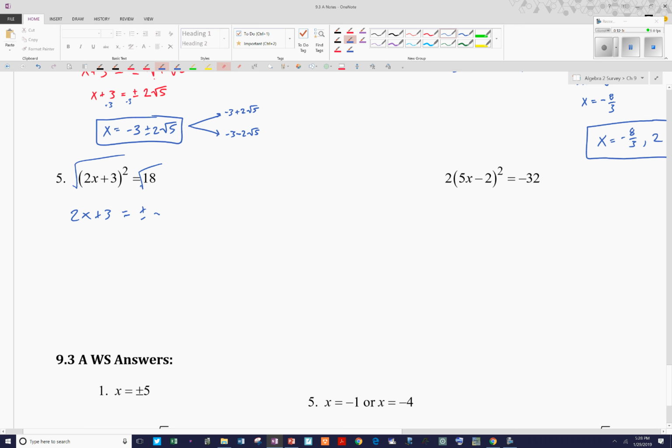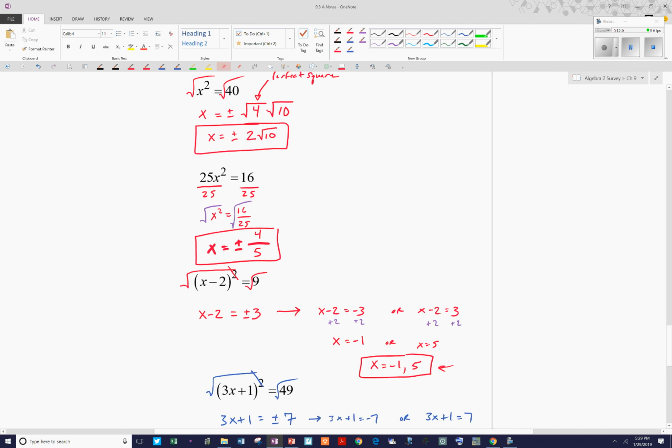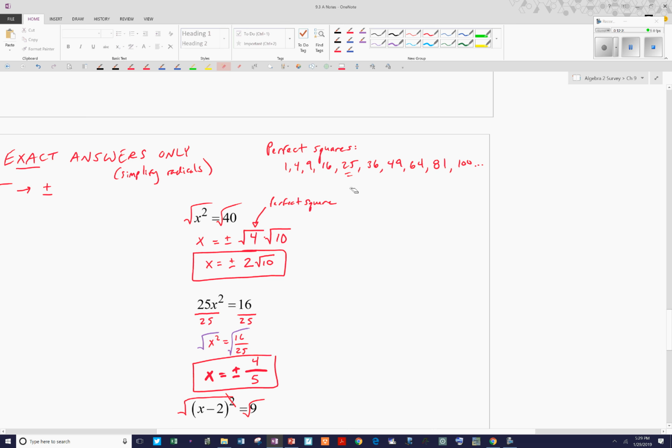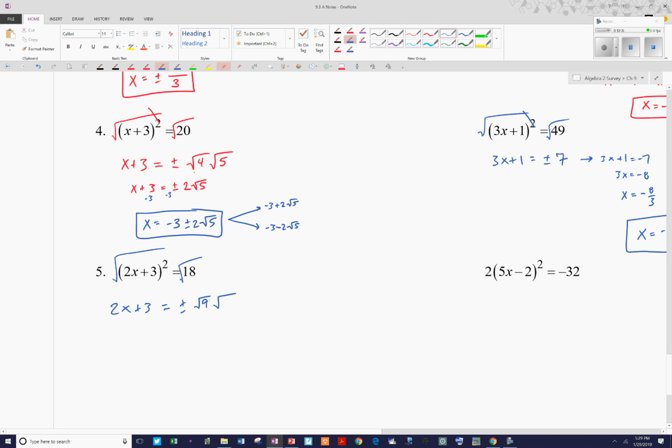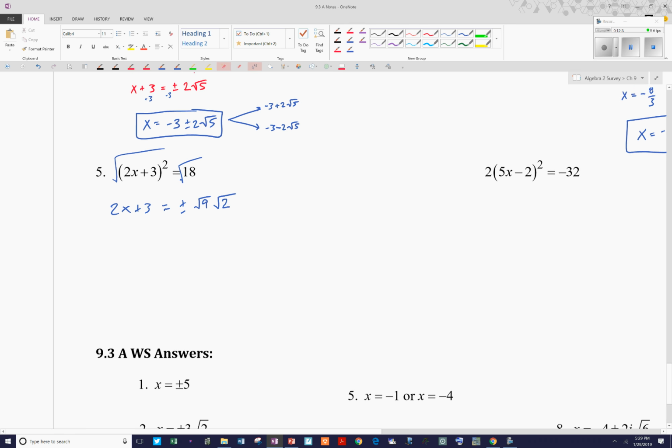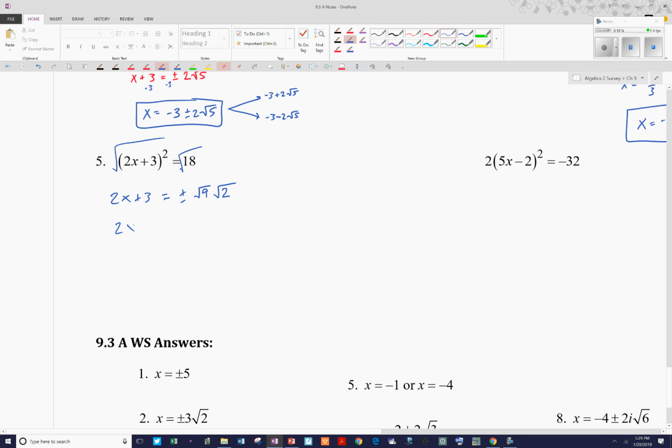So we want to separate this. Perfect square that goes into 18, if I look up here, okay, perfect square that goes into 18 looks like 9 does. So we come back down here, put a 9. What would you multiply 9 by to get 18? 2. So that becomes positive or negative 3. Square root of 9 is 3. Square root of 2.